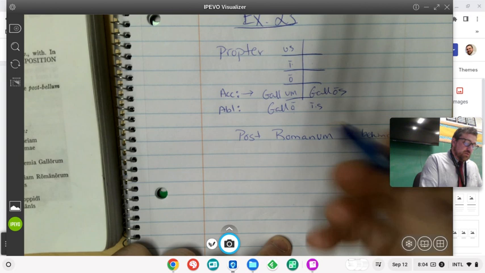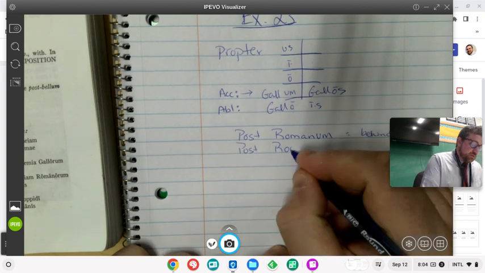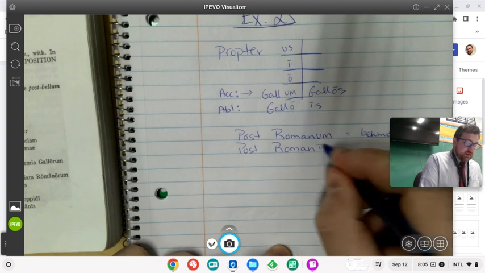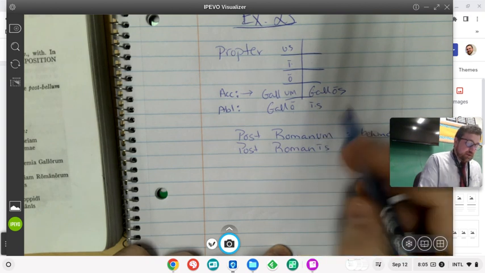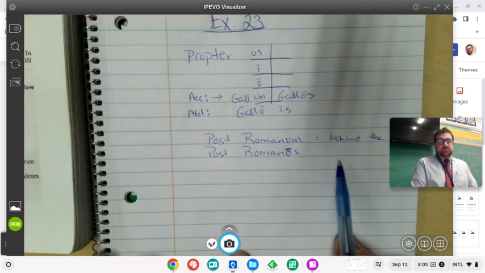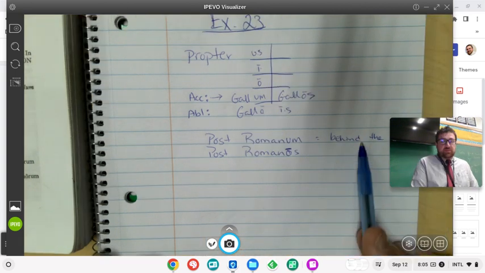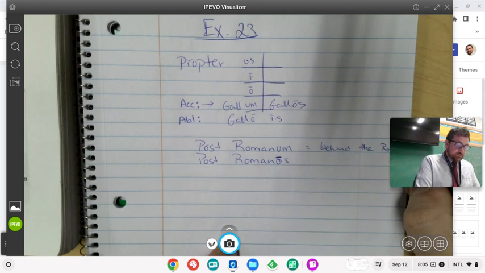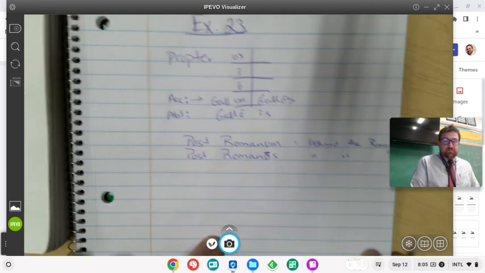If I wanted to say behind the Romans, I would say post Romanos, because it's with the accusative, not with the ablative. Post Romanos, behind the Romans. There we go.